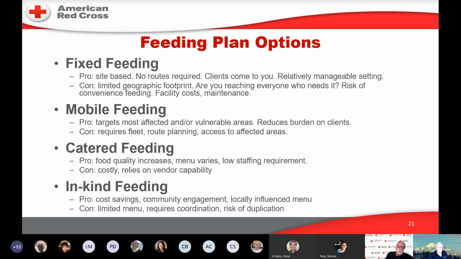If you think about a meal at $4 average, and you start doing 10,000 of them a day, you can add up costs very quickly. It's not uncommon to have feeding bills that go into the hundreds of thousands of dollars. Are you going to do fixed feeding or mobile feeding? In the case of mobile feeding, you're going to need vehicles to move the meals around and deliver them. In most cases, are you going to be using catering or in-kind feeding? So lots of different options to support the clients that are affected. All of them work. To develop your service delivery plan, you just need to make some decisions. What's best for the clients in the affected area that you're working?